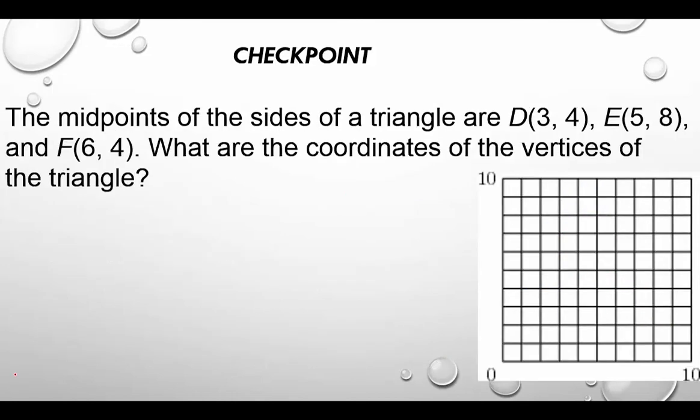All right, checkpoint problem number 3 is yours. The midpoints of the sides of a triangle are D (3, 4), E (5, 8), and F (6, 4). What are the coordinates of the vertices of the triangle? Don't forget to put your answer on the Google document.